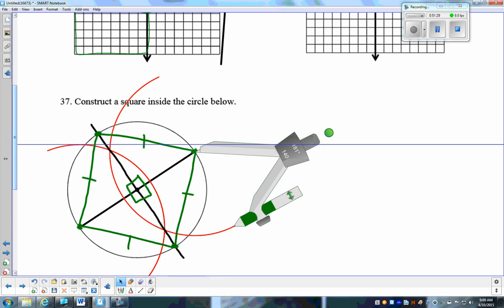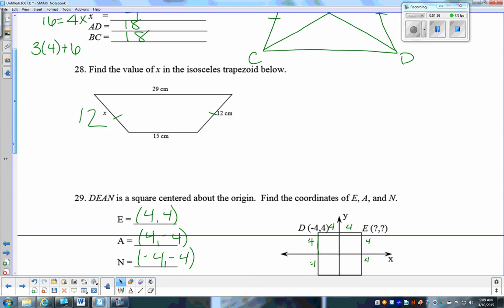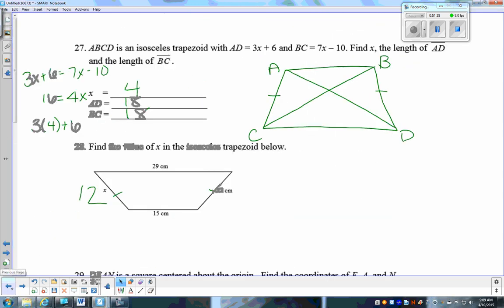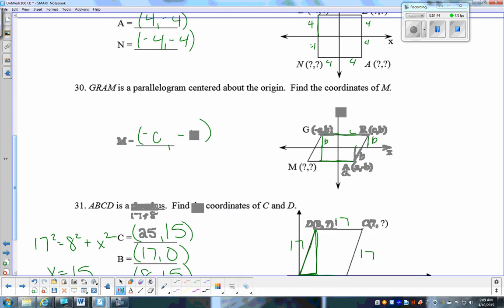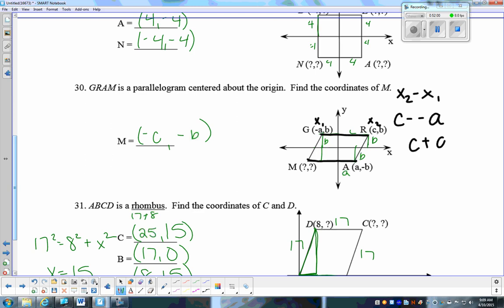All right, before we finish up, I want to go back to one because I feel like I did not describe it well enough. Number 30. We know how to find the distance of a line. So if I'm looking for the x value for M, I know it's congruent to GR. To find the distance, I do x2 minus x1. So I want to find the distance of GR. If x2 is c minus negative a, that equals c plus a. So I know GR has a distance of c plus a. I know the distance of MA has to be the same thing.